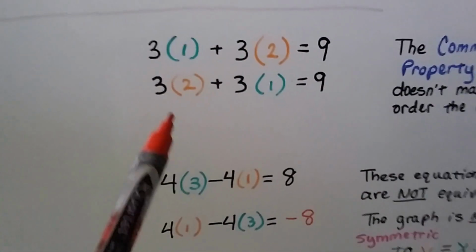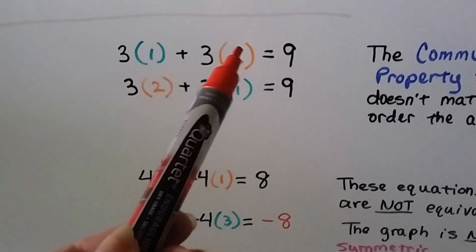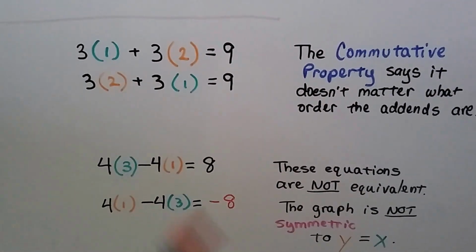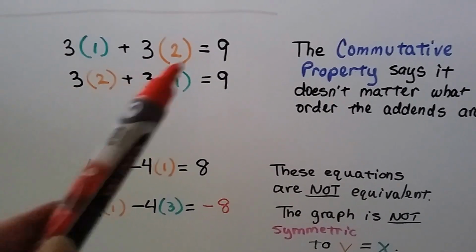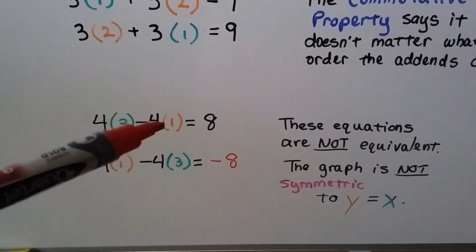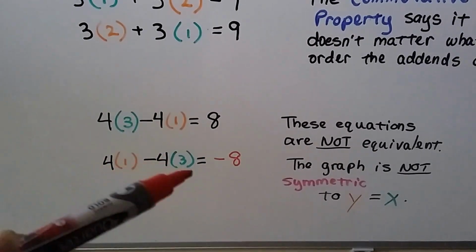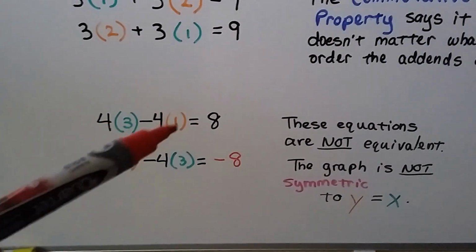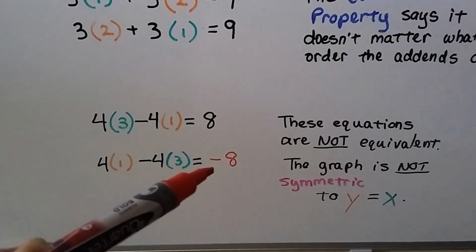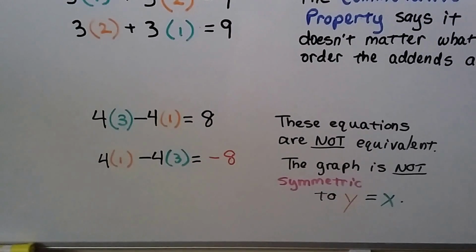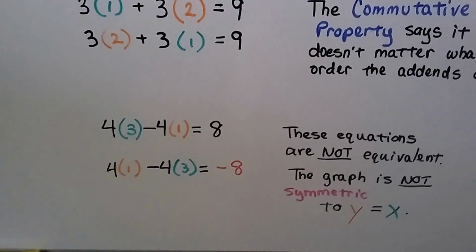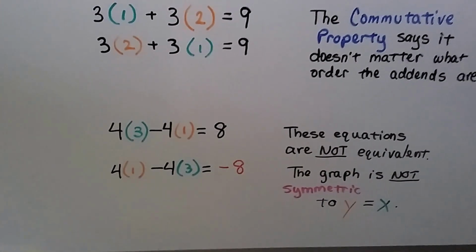Look at it this way. If we have a 1 for x and a 2 for y, and we switch their places, well, the commutative property says it doesn't matter what order the addends are in. Once we get the product, it's still going to equal 9. But if x is a 3 and y is a 1, and we do it this way and they interchange, we're going to go from 12 minus 4 equals 8 to 4 minus 12 equals a negative 8 in order for this equation to be true. And these equations are not equivalent, so the graph is not symmetric to y equals x. All right? So we'd end up with a graph that's not symmetric.